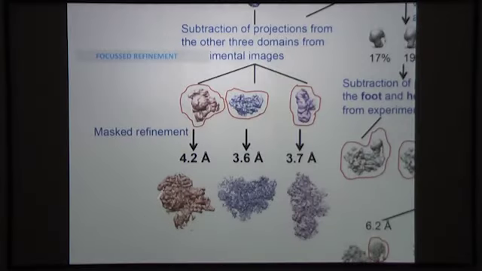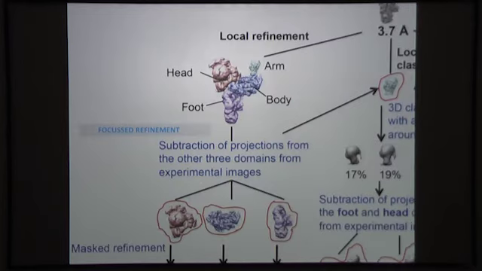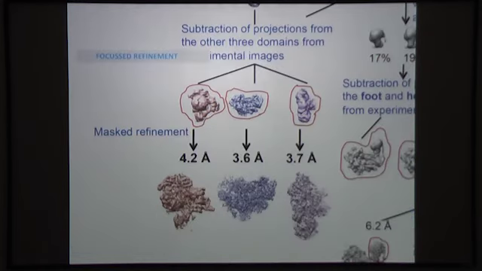So they've done this for the different parts by subtracting. In order to look at the head, they subtract foot, body, and arm. In order to look at the body, they subtract the other three, and so on. Then they can use a mask around the region that they keep, and do a refinement and improve the angles for this region, and therefore the resolution of the reconstruction, and make a model for that, and the same for the other parts.